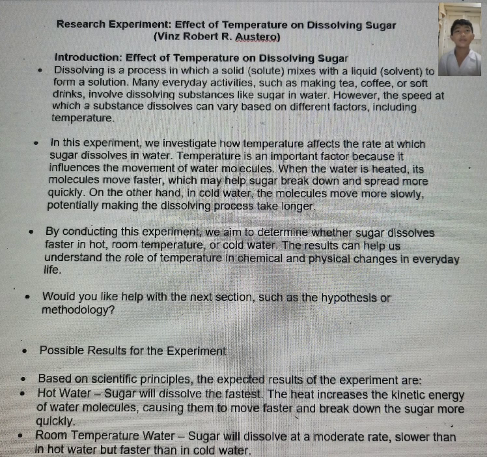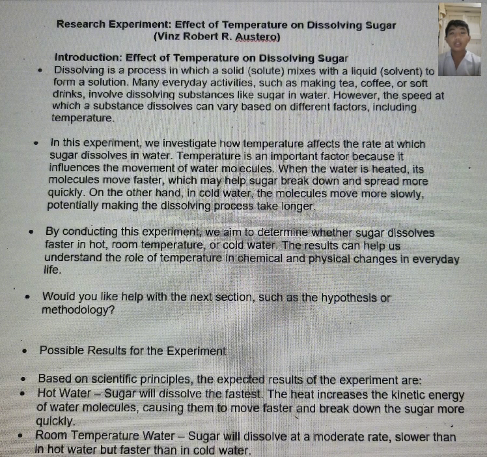The effect of temperature on dissolving sugar. Introduction. Dissolving is a process in which a solid solute mixes with a liquid or solvent to form a solution. Many everyday activities such as making tea, coffee, or soft drinks involve dissolving substances like sugar in water.